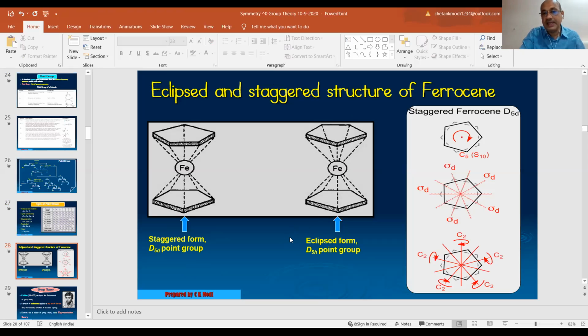It consists of identity E, and then C5 is present. C5 is the principal axis. Take this imaginary axis passing through the center of the molecule, and if I rotate it by 72 degrees, after each 72-degree rotation this carbon comes over here, this carbon here, this carbon here, and this carbon here. In this way all these 5 carbons interchange their positions, and therefore this is called C5.